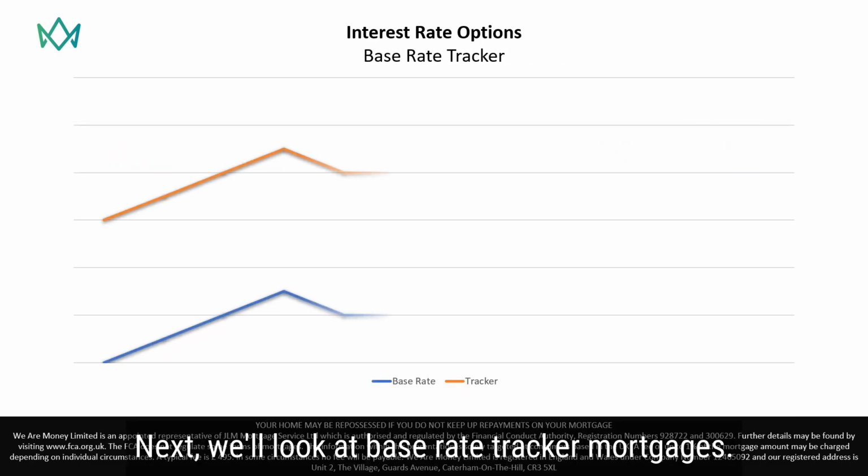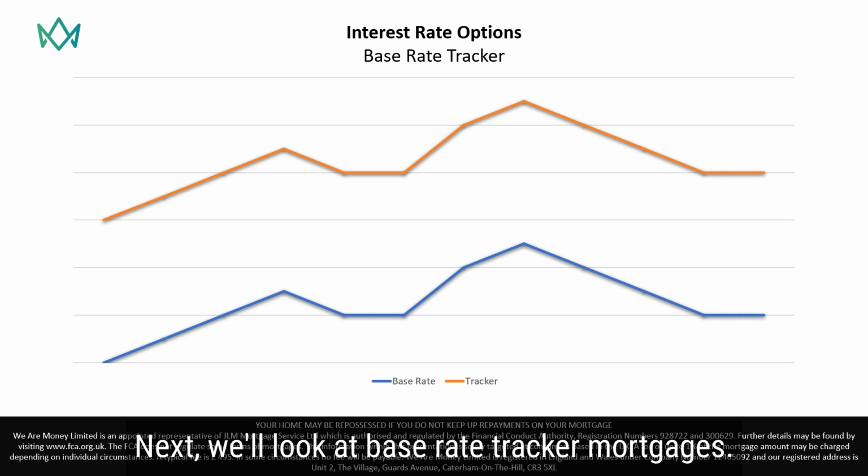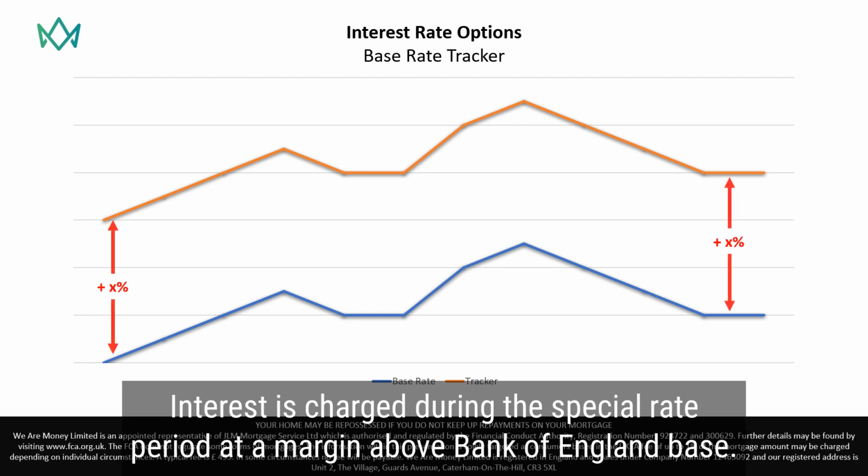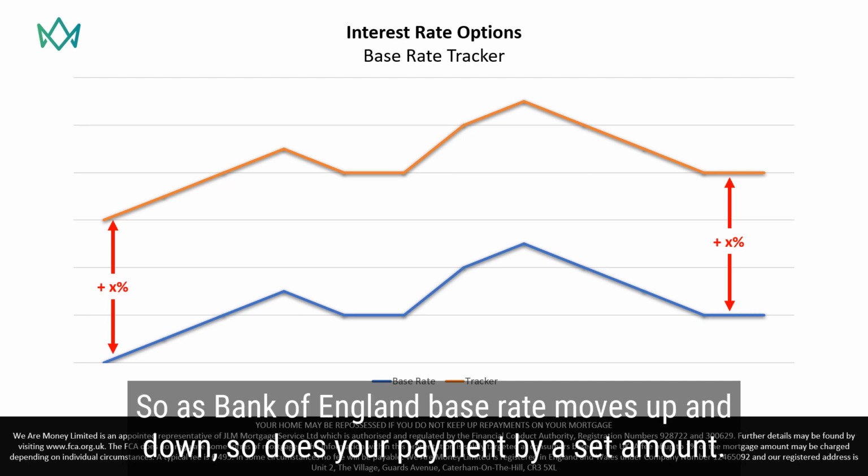Next, we'll look at base rate tracker mortgages. A base rate tracker is a variable rate mortgage linked to the Bank of England base rate. And interest is charged during the special rate period at a margin above Bank of England base. So as Bank of England base rate moves up and down, so does your payment by a set amount.